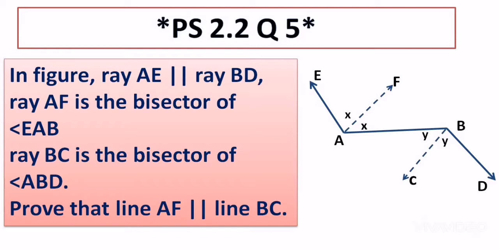That means angle FAB and angle ABC, that means X and Y. If you are able to prove that X equals Y, that means angle FAB will be equal to angle ABC, and hence you can say that by alternate angle test those two rays are parallel to each other. So as we know our action plan, our motto, what is to be done, we can move ahead.